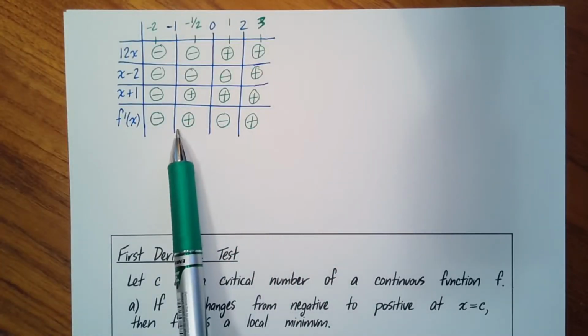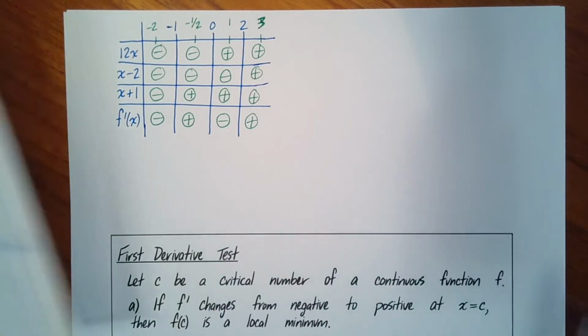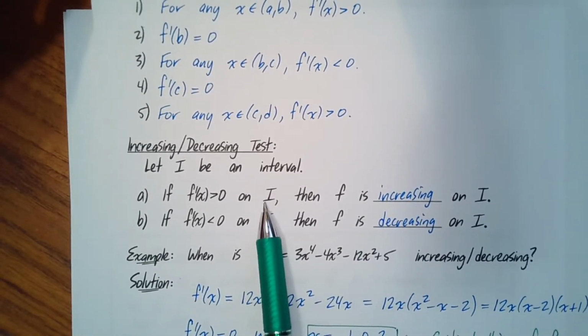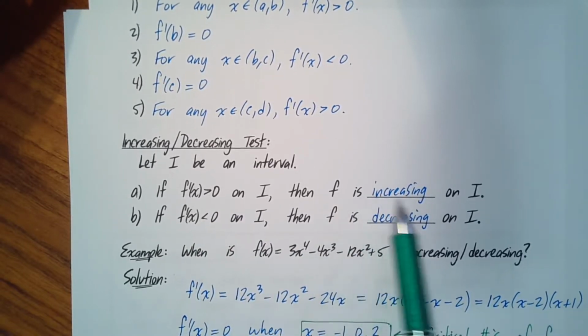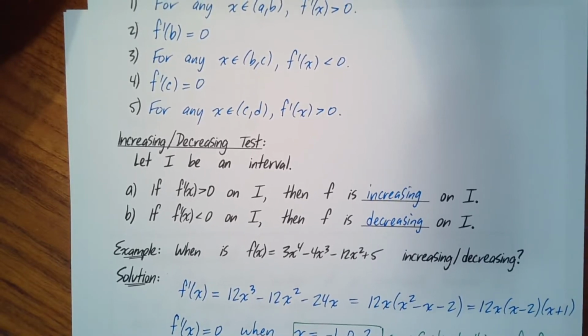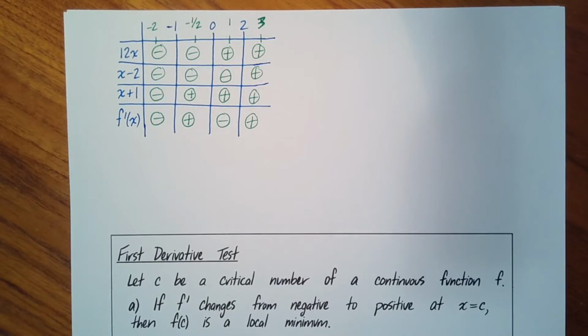Let's do one more, just in detail. From -1 to 0, f prime of x is positive between -1 and 0. So on the interval of points, take I to be the interval -1 to 0. f prime of x is positive on that interval, so therefore f is increasing on that interval. So you're just applying the increasing-decreasing test to each one of these columns, essentially, because they really represent intervals.